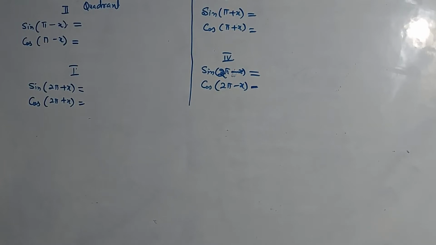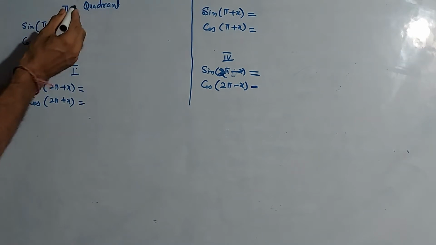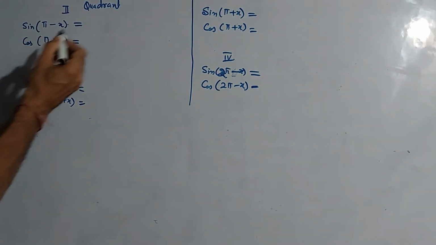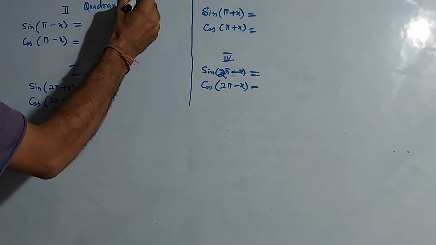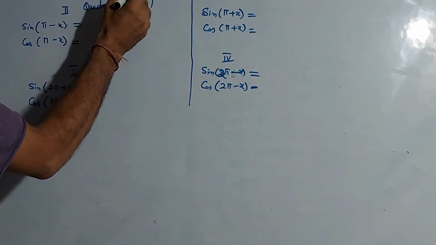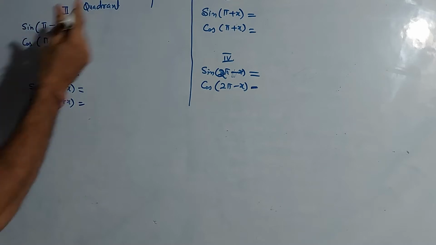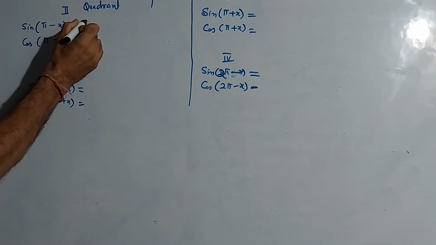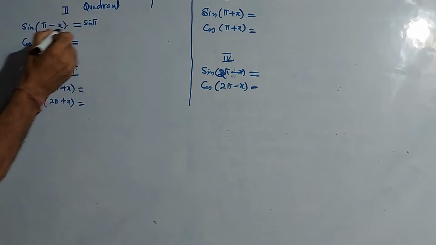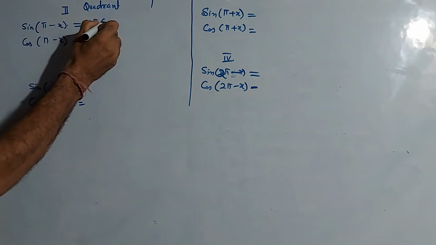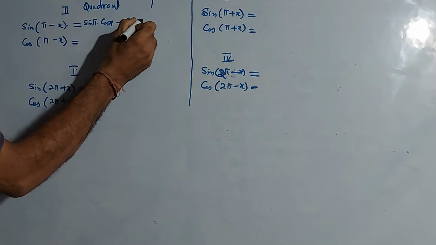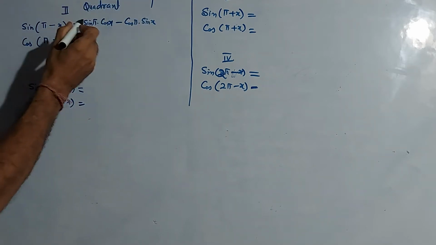Here are some more results. Sine in the second quadrant means 180 degrees, or pi minus x. Here is the angle pi minus x, second quadrant. Now in the second quadrant, we use the formula sine pi into cos x minus cos pi into sine x.